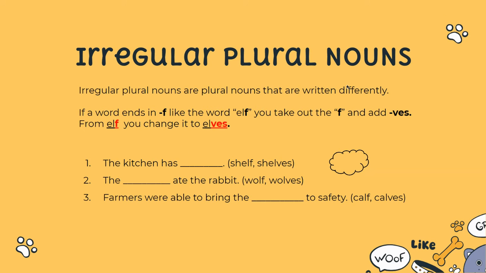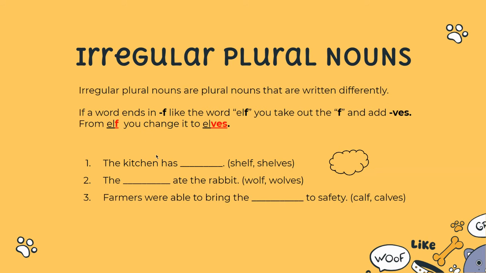Now, irregular plural nouns. Irregular plural nouns are plural nouns that are written differently. If a word ends in F, like the word elf, you take out the F and you add VES. From elf, which ends in F, you take that out and you change it to VES, elves. So you see, elf is in singular form, and then to change it into a plural, you have to take the F out and you have to add this part. So you're going to add VES. You see, that's why it's in red. So from F, it changed to this. And this is going to be the plural form, elves.